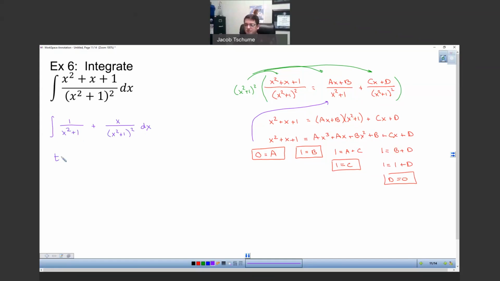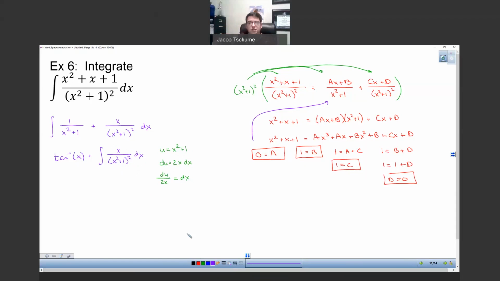So this will be the inverse tangent of x, and then you're going to have to integrate x over x squared plus 1 all squared. Now, the only way that I can see how to integrate this is going to end up being a u substitution. So I'm going to let u equal the inside function, which is x squared plus 1. So therefore, du has to be 2x dx. So du over 2x is your value of dx.